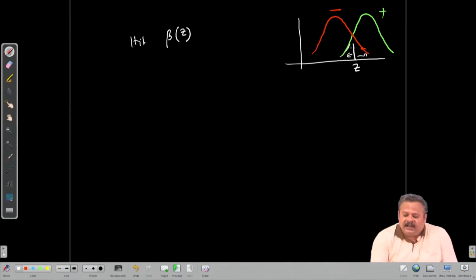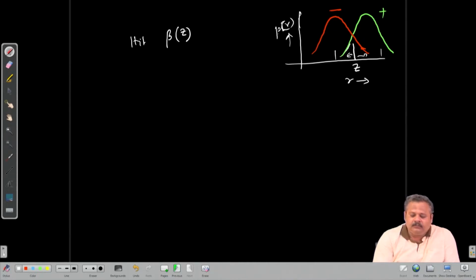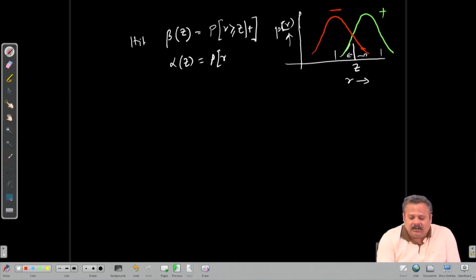And the z can be varied over the whole range of rates. So, this axis is our rate and this axis is the density or PR. So, we said that our beta z is nothing but probability r greater than equal to z given the plus stimulus, and alpha z is probability r greater than equal to z given the minus stimulus.